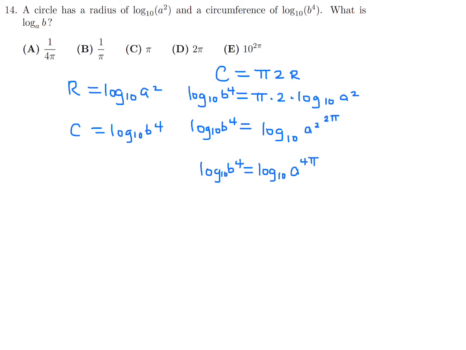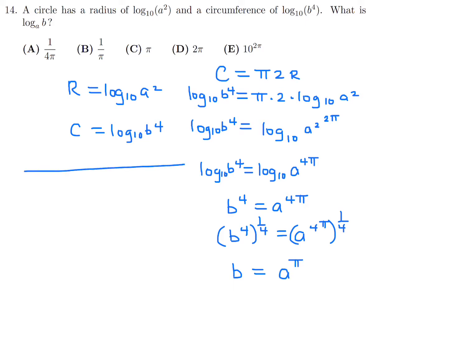Now, we can conclude that b to the 4th is equal to a to the 4 pi, basically just dropping the logs. Now what I'm going to do is take the 4th power root of everything, so I can get rid of that 4th power. And if I do, I just get b is equal to a to the power of pi. That's it. That's my final step of that equation.